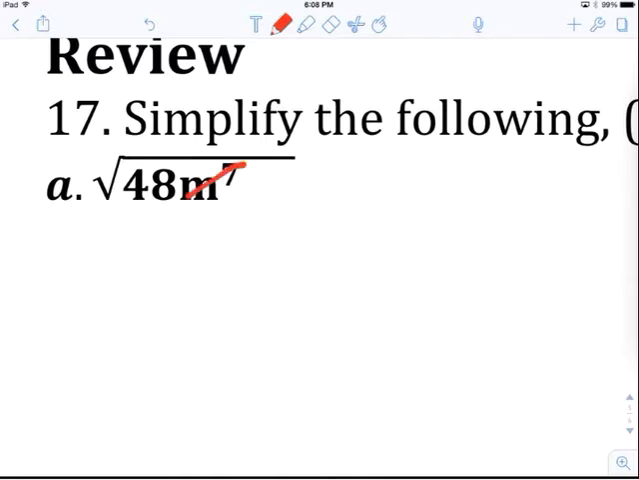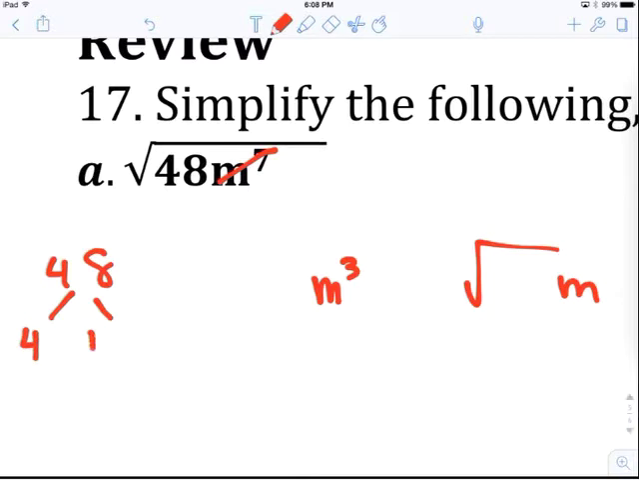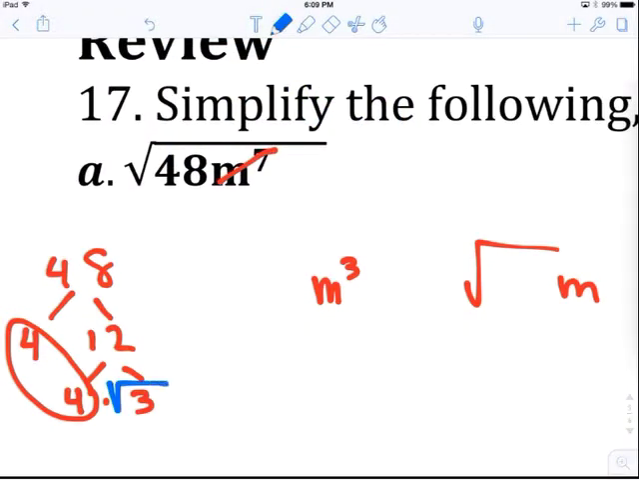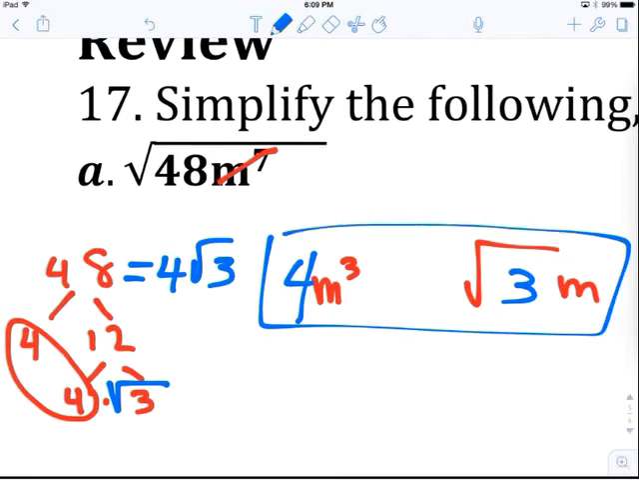M to the 7th means you've got M to the 3rd, 3 pairs of M with M left. Okay, 48, we've got 4 times 12. 4 times 3. Oh, look, the 4 has a square root. Then the square root: 48 is 4 square root of 3. So 3 goes here, 4 goes here. That's our answer.